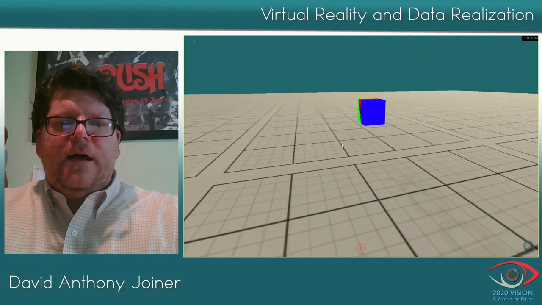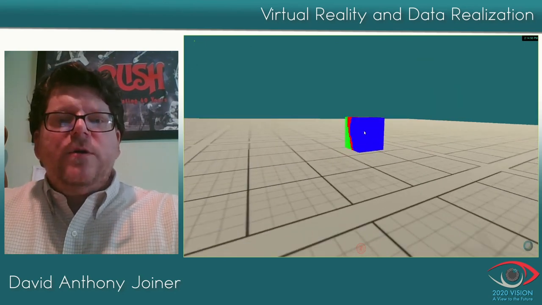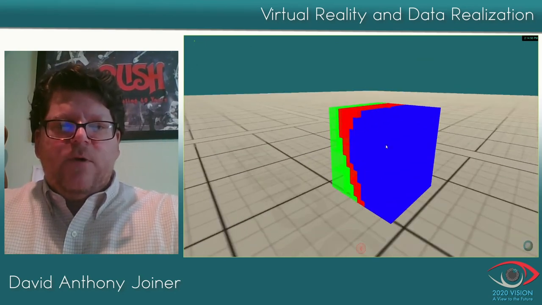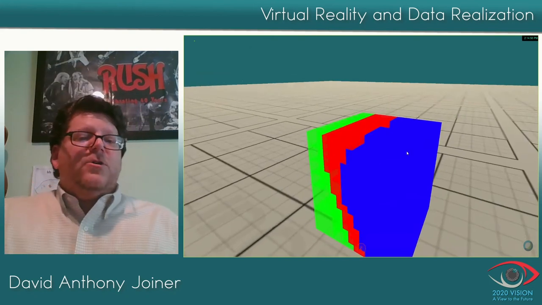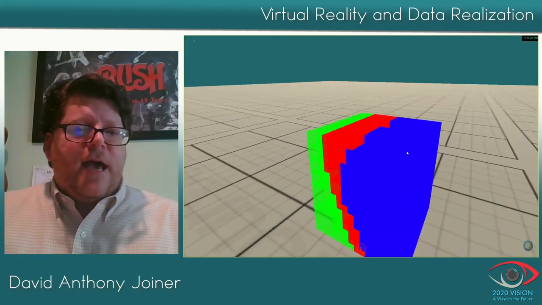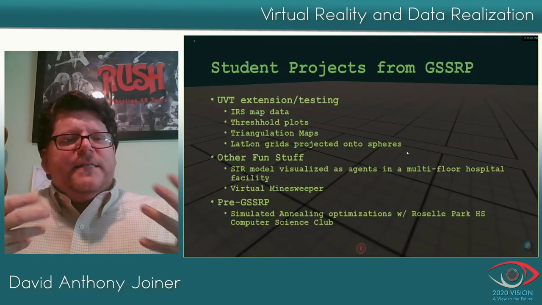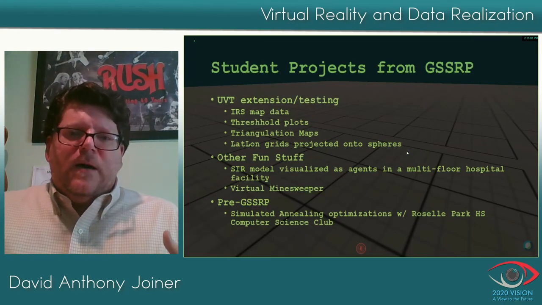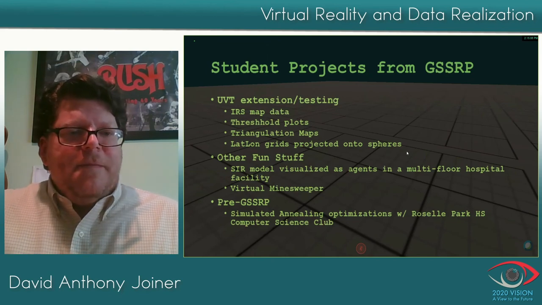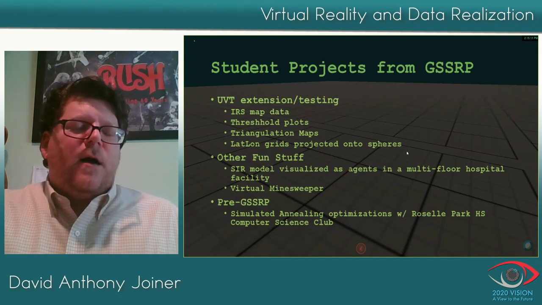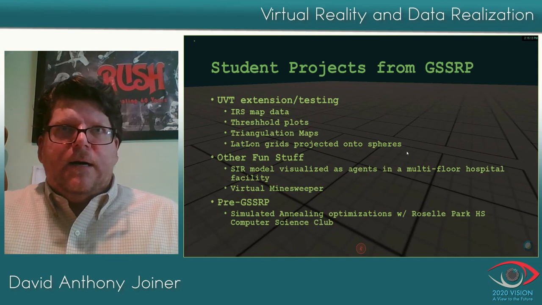Another example, again, of a student-created tool. This was a case where student work led to features in the UVT that we didn't have before. The high school student started working on it. And this is kind of this idea of our threshold plots. At the time that this student came on board, we had our isocontour plots in place.